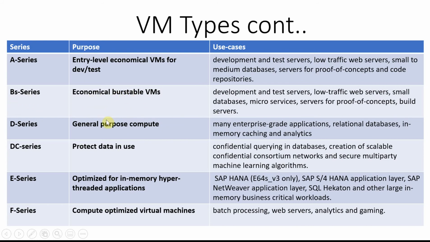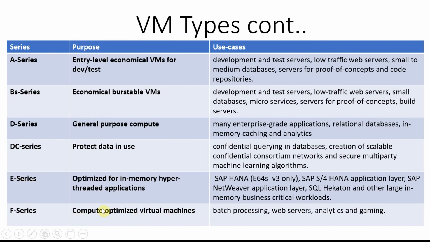So that is the B series. Then general purpose compute is D series, and especially when you want to protect your data, DC series is also there. And then for in-memory requirements, hyper-threaded applications, primarily optimized for SAP HANA is one such use case, where HANA is an in-memory database kind of application. For such kind of requirements, E-series will help you.